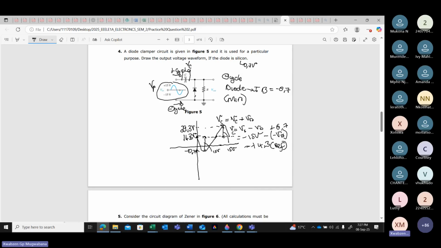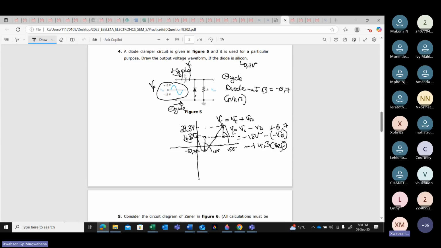Remember, from here up to here, it's still 15. Do you understand? Yes. So if from here to here it's still 15, what does it mean? It simply means that because of the 0.7 where this thing is sitting, when I subtract it from 15, what do I get? 14.3. This is your 14.3. Okay. Thank you, sir.